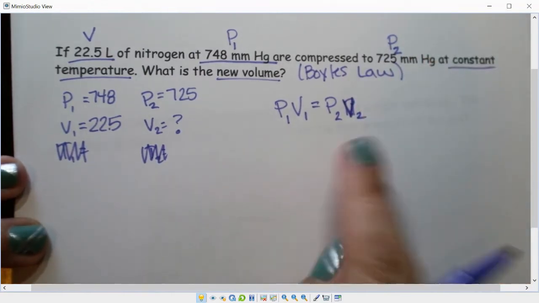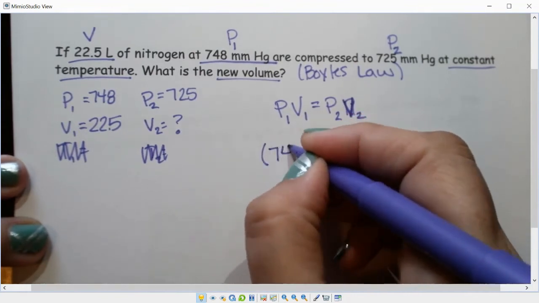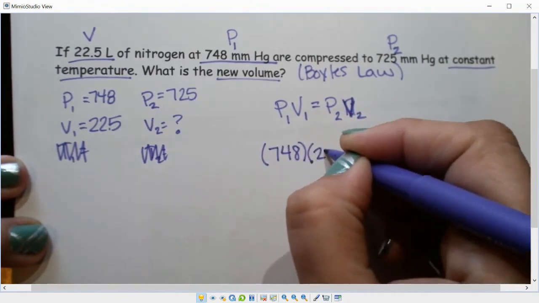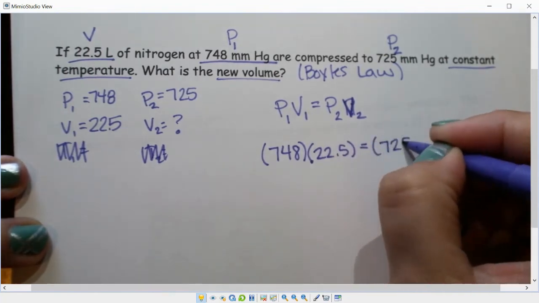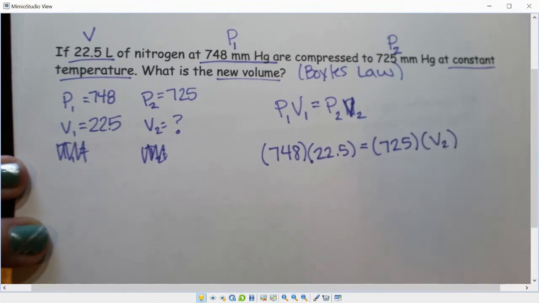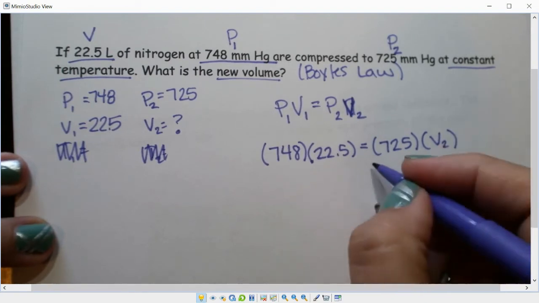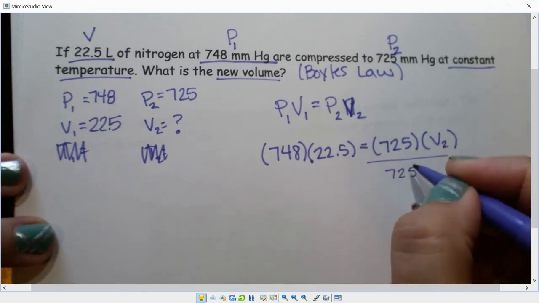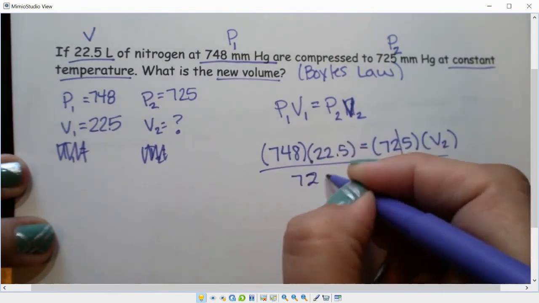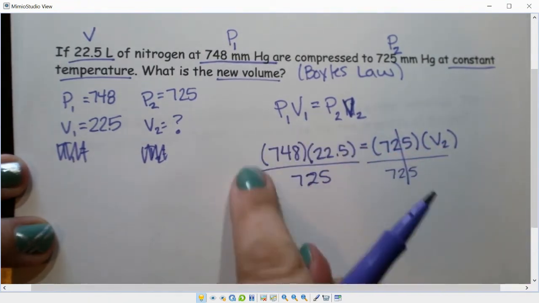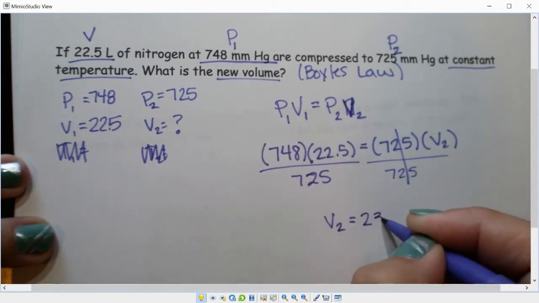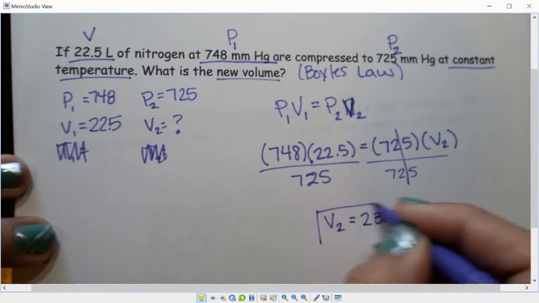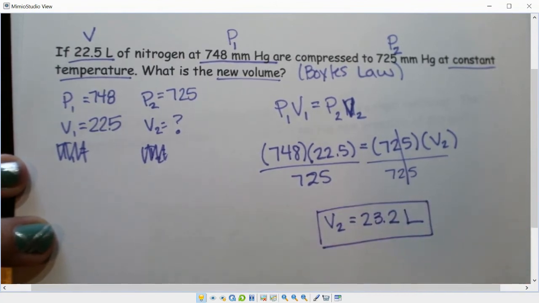And then I just make substitutions. So P1 is 748. V1 is 22.5 liters. I set that equal to P2, which was 725. V2 is my unknown, and then I algebraically manipulate this to get V2 by itself, which means we're going to divide both sides by 725. And then I can plug this term in my calculator, and my calculator tells me that V2 is 23.2 liters. Very good.